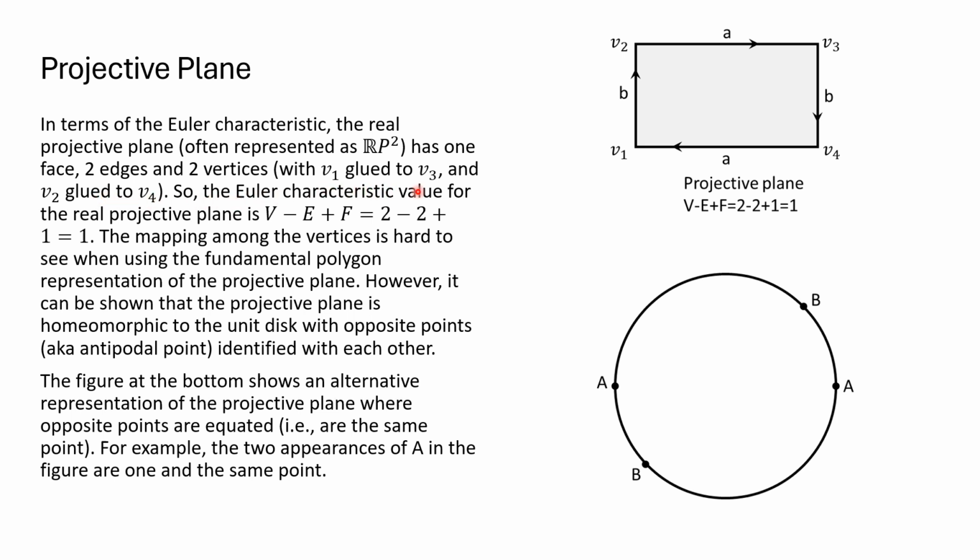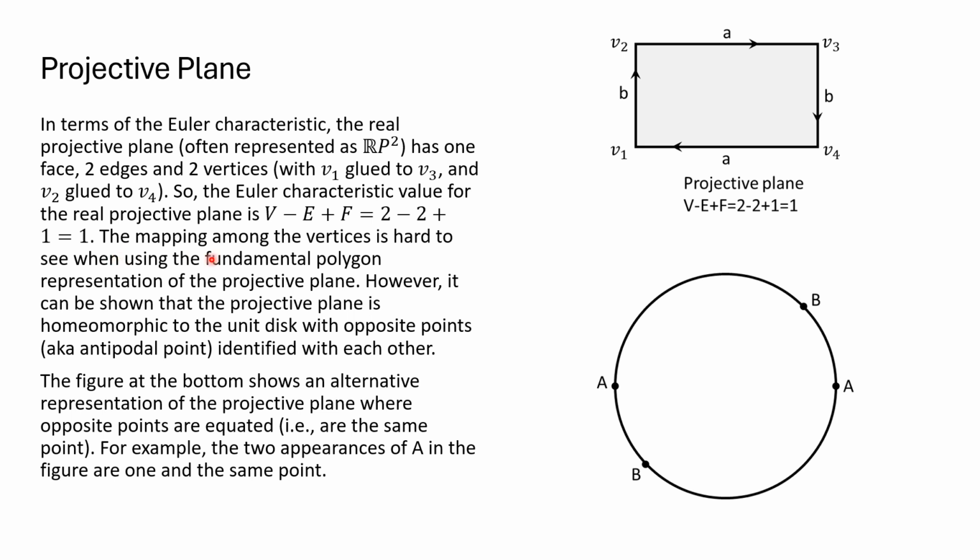So the Euler characteristic value for the real projective plane is V minus E plus F, and it's 2 vertices when we get done, minus 2 edges, and then just one face. So we get 1. So that's a new number for us. We had 0 and 2 up until now. We'll see that you can get a lot of different numbers when you start combining these, but that's in the next lesson.